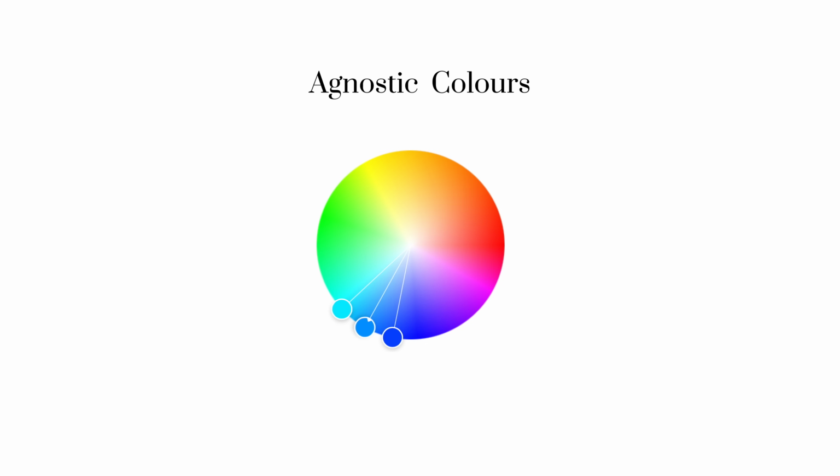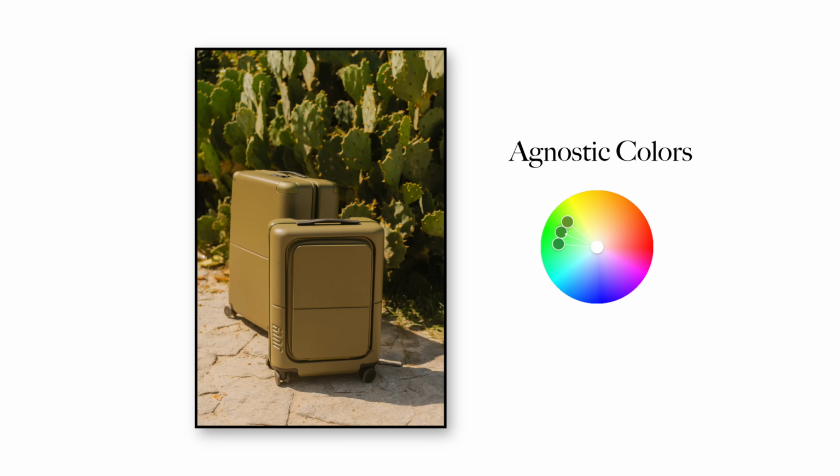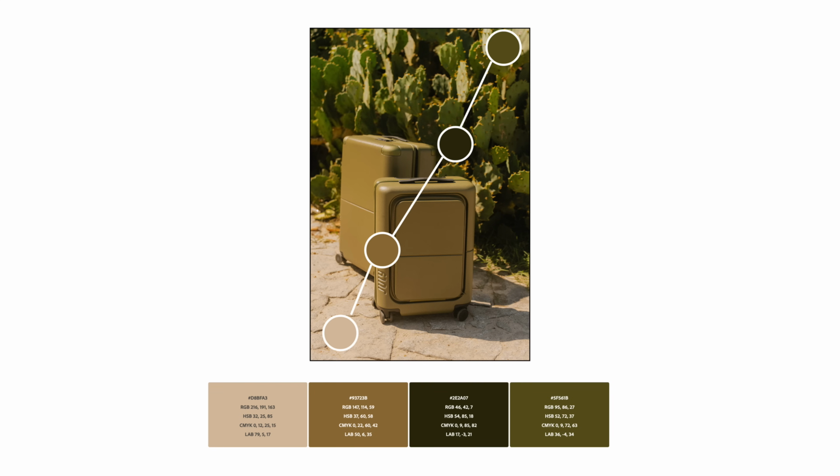Next, we have something that's very similar to monochromatic colors called analogous colors, which are colors that sit next to each other on the color wheel. For example, here is a photo I shot of a luggage company called July in Brazil. The olive green of the luggage blends seamlessly with the yellow/green cactus, adhering to the natural green and yellow palette that feels warm and inviting with medium to low contrast.